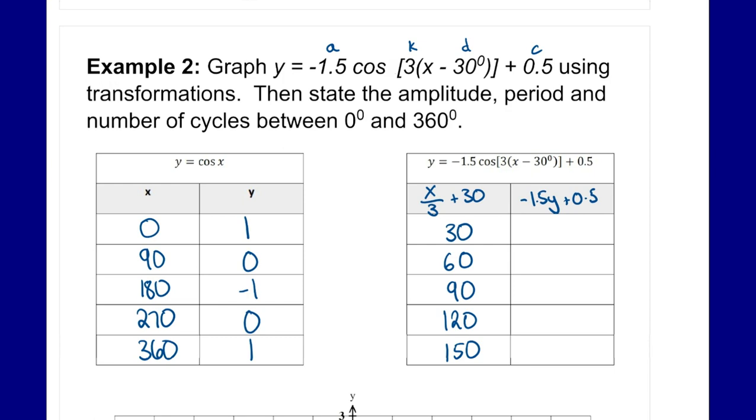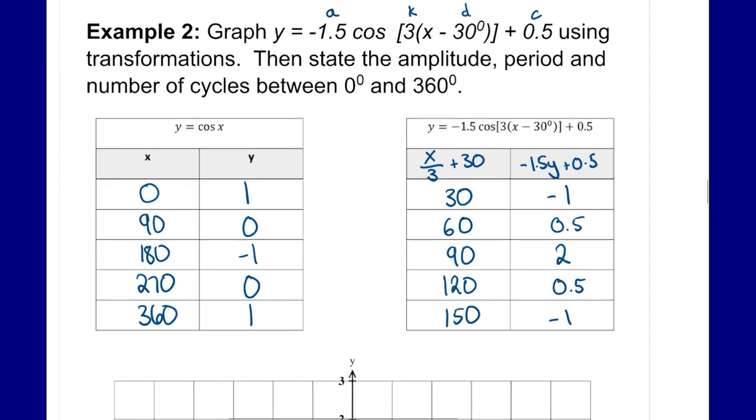For our y values, 1 times negative 1.5 is negative 1.5, plus 0.5 is negative 1. 0.5, because 0 times anything is 0, plus 0.5 is 0.5. Negative 1 times negative 1.5 is positive 1.5, plus 0.5 is 2. We've already determined 0 before, which is 0.5. And we've determined 1 before, which is negative 1.